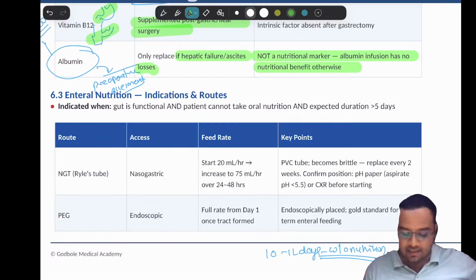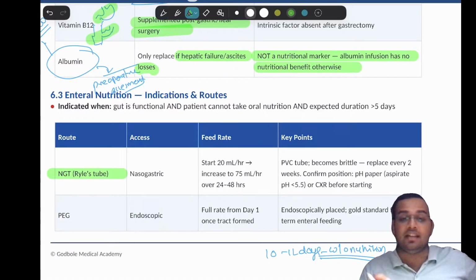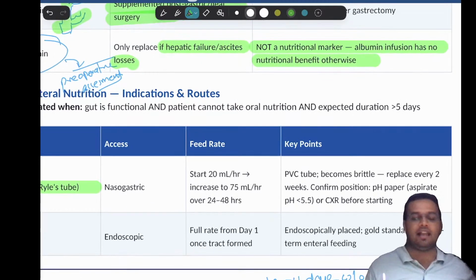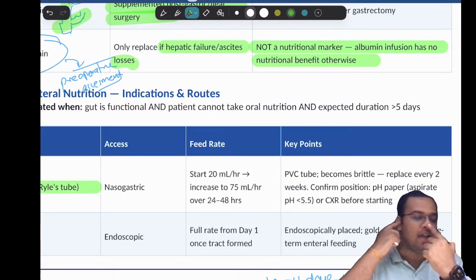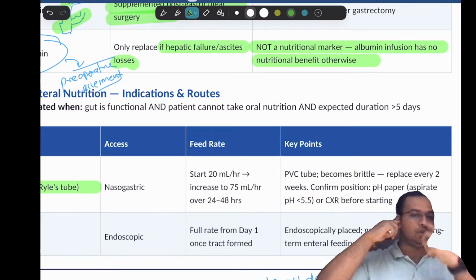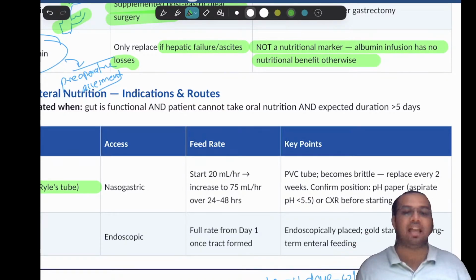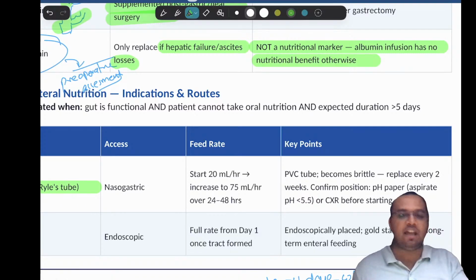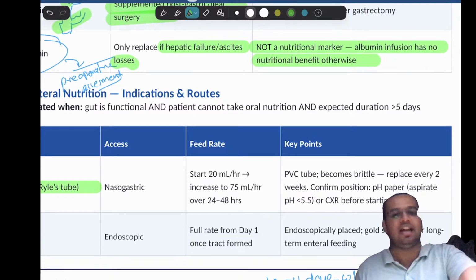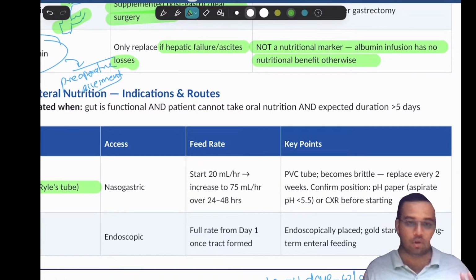If we are using a Ryle's tube, start initially after inserting it. You know that the Ryle's tube length is taken from the tip of the nose to the tragus to the xiphisternum. That is the length of the tube which should be inside. That mark might be 55 or 60 centimeters. At that mark you are going to fix the Ryle's tube at the nose. Initially start at 12 ml per hour.